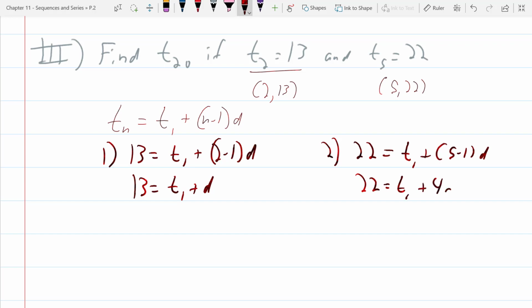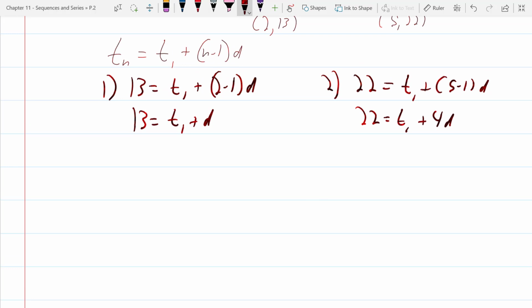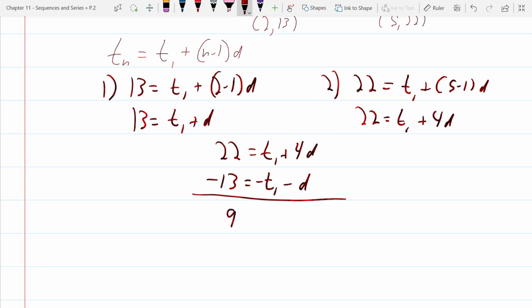We have a system of two equations with two unknowns. Pick your favorite method, I'm going to pick elimination. So I'm going to do 22 is equal to T of 1 plus 4d, and negative 13 is equal to negative T of 1 minus d on top of each other. Add, and I get 9 is equal to 3d, or d is equal to 3. If d is equal to 3, let's go to this one here, T of 1 would have to be equal to 10.